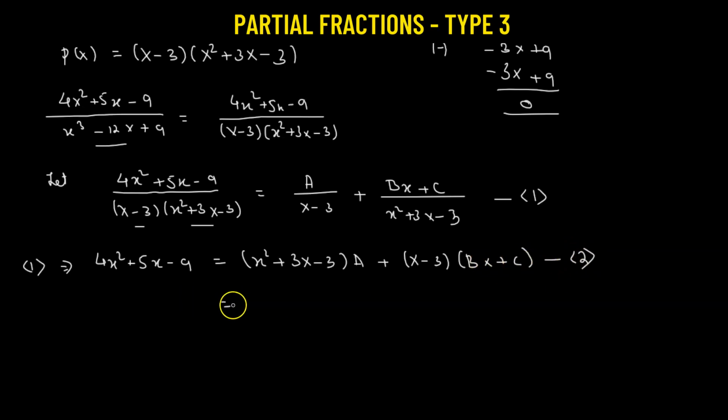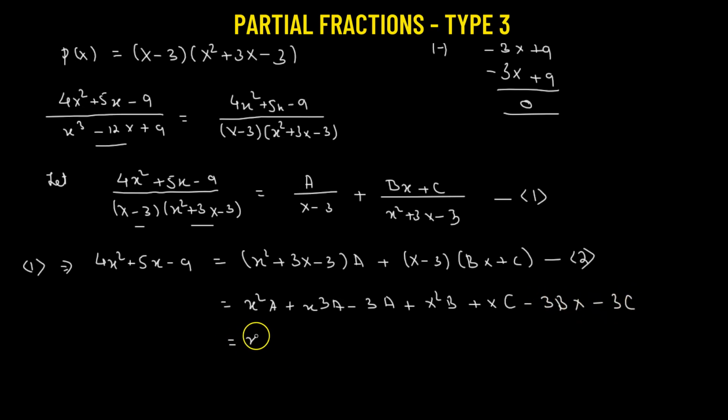So let's do one thing. Let's expand this. So we're going to get x squared times a plus x times 3a minus 3a plus x squared times b plus x times c minus 3b times x minus 3c. So this will be equal to, we're going to take x squared as the common factor and combine these two terms. So we have x squared multiplied by a plus b.